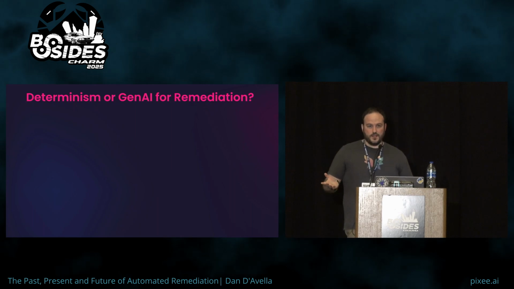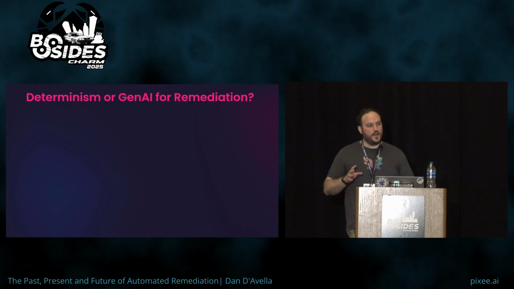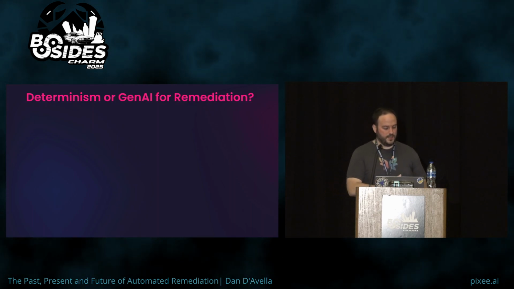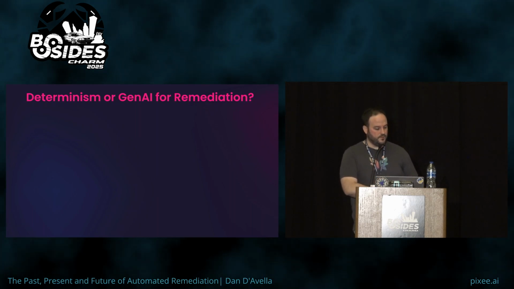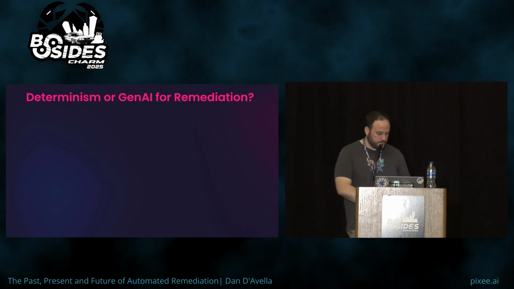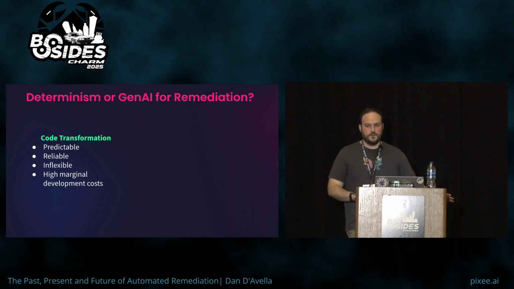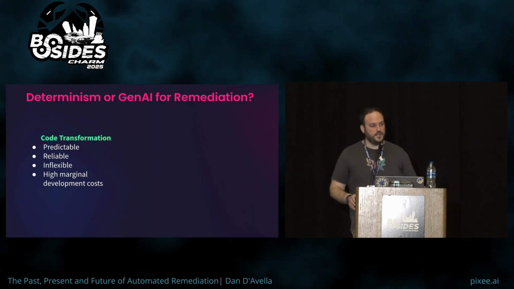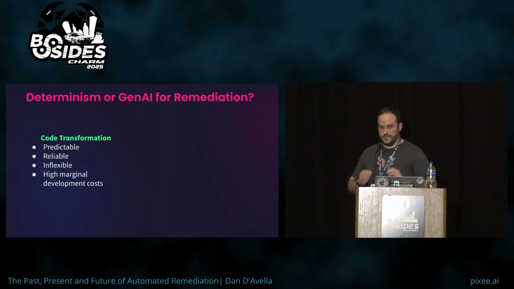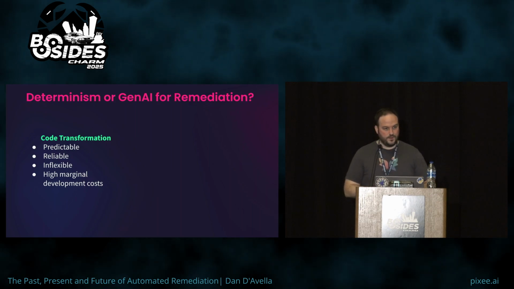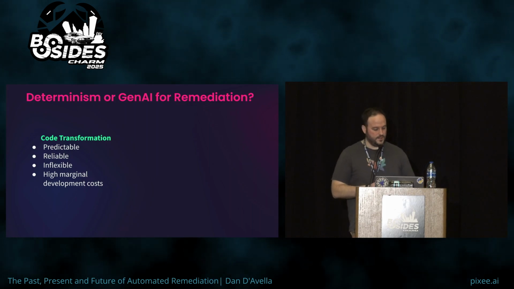That does raise the question, however, as we're looking at automatic vulnerability remediation and we want to be able to make changes to code: how are we going to decide whether that solution should involve determinism, meaning traditional code transformation libraries and frameworks, versus using generative AI? I just want to point out a few comparisons here. For code transformation, think JS CodeShift or libcst or these other AST and CST transformation libraries. The changes are, in general, highly predictable, highly reliable. So if you run it 100 times on the same code, it's always going to do the same thing, and you should be able to know exactly what it's going to do.